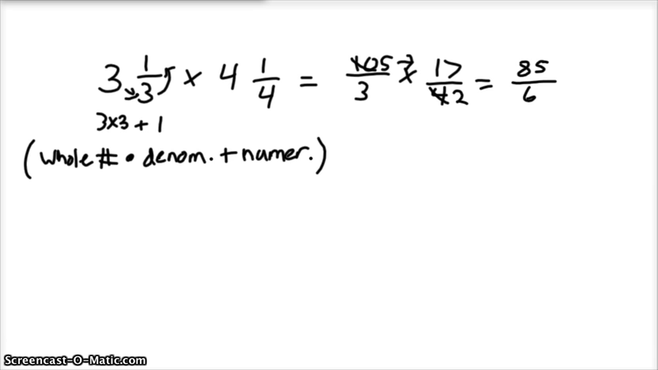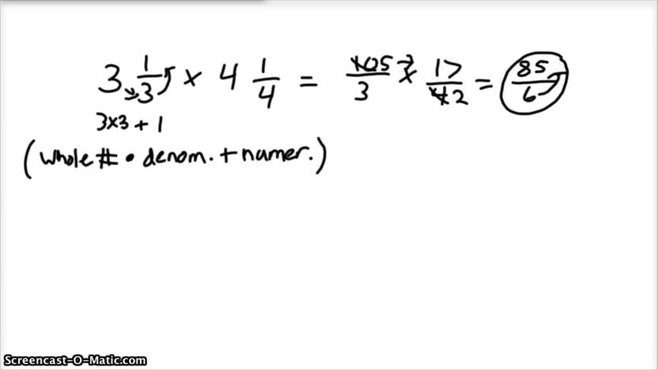Okay, so make sure you check your directions. Sometimes they might say it's okay to leave your answer as an improper fraction, but sometimes they may want you to write it out as a mixed fraction. So the way you do that is you figure out how many times 6 goes into 85, and then you're left with a remainder. So 6 goes into 85.